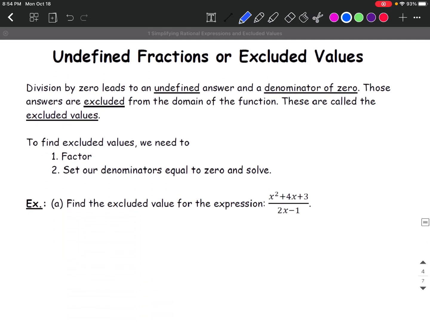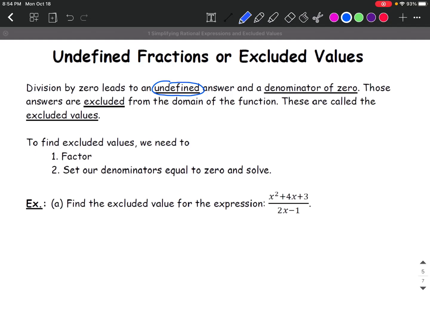Okay, now the next thing I want to talk about are undefined fractions or excluded values. You all know that you cannot divide by 0. It's not possible. It blows up the problem. And remember, a fraction is a representation of division. It's top divided by bottom. So if the bottom of the fraction is 0, it doesn't work. The fraction doesn't work. The fraction is undefined.